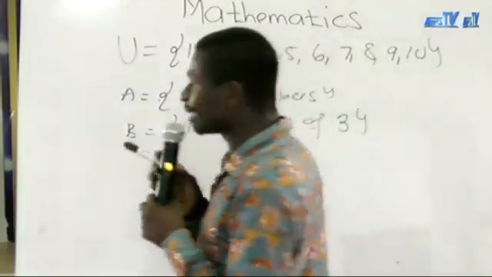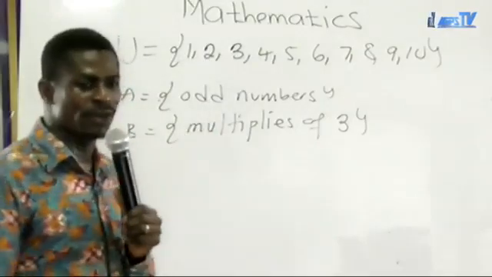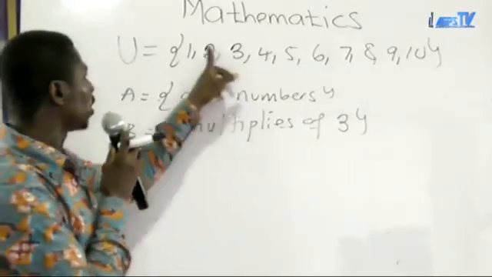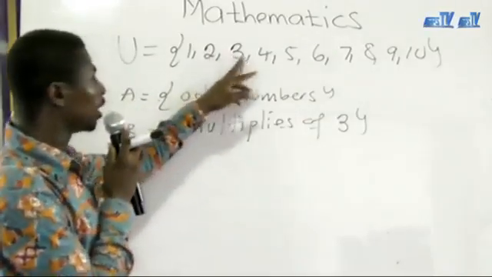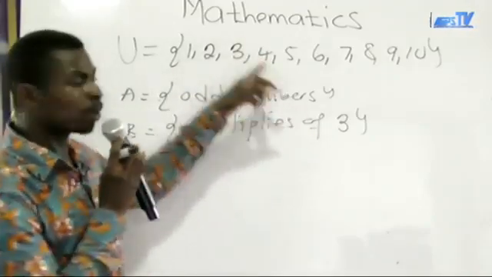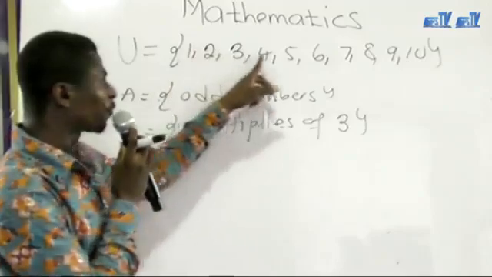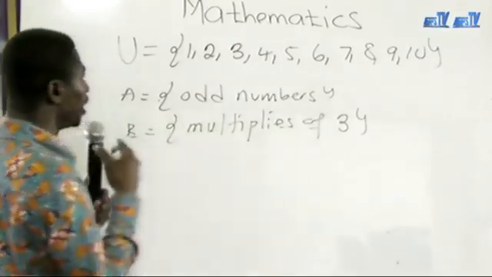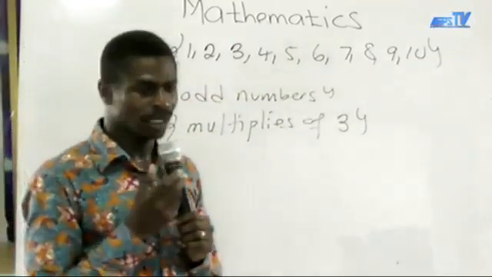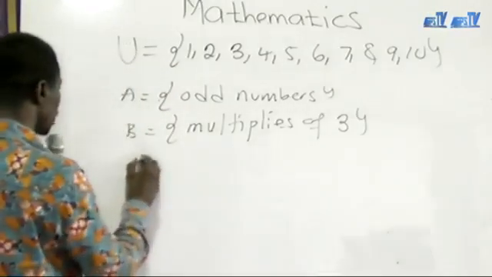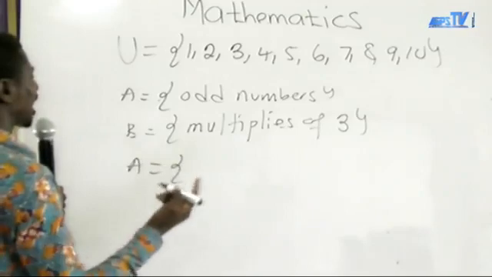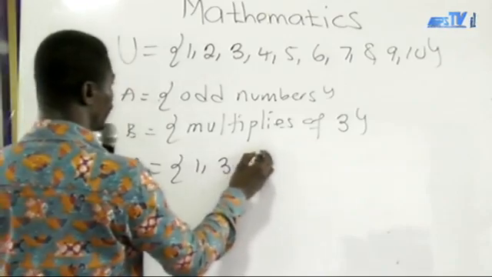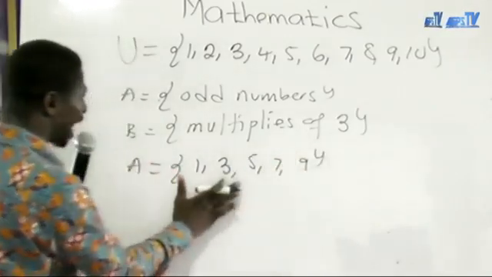The moment they tell you that set A and set B are subsets of the universal set, it means go to the universal set and pick all the odd numbers for set A. Don't just write any odd numbers, but all the odd numbers that you're writing must come from the universal set. And all the multiples that you're going to write for 3, they must be members of the universal set. And so for my set A, if I want to write my members, what are the odd members in the universal set? It becomes 1, 3, 5, 7, and 9. These are the only members.